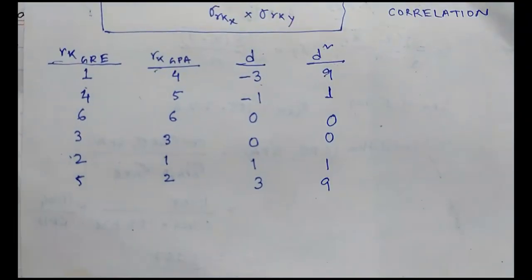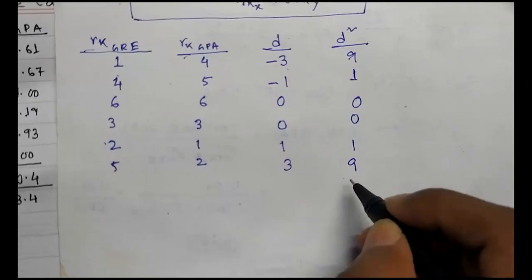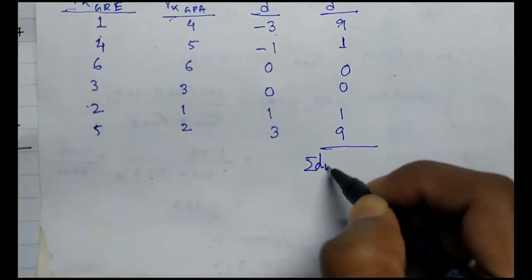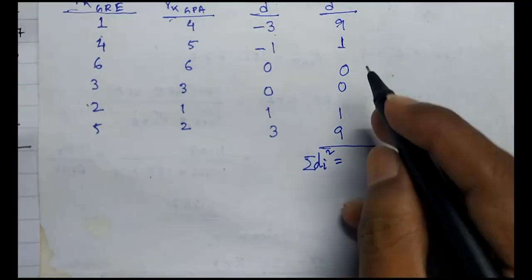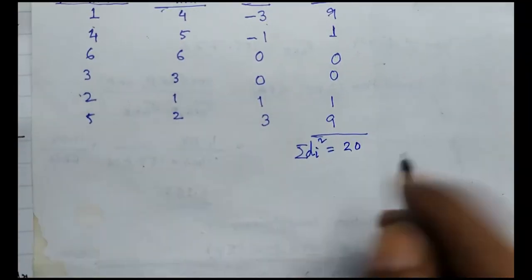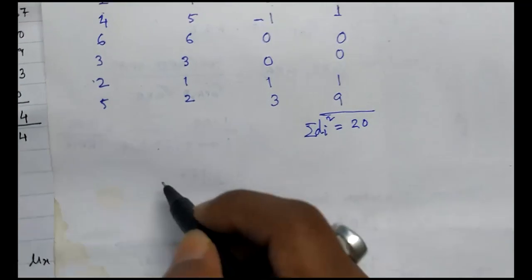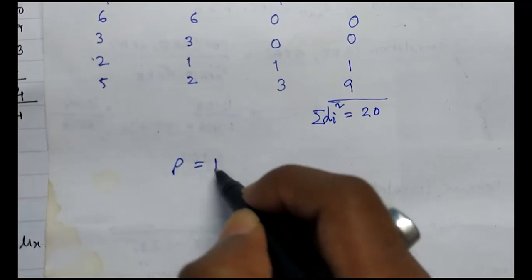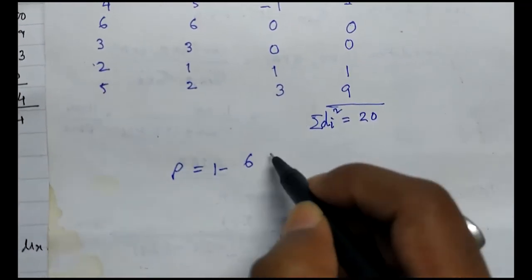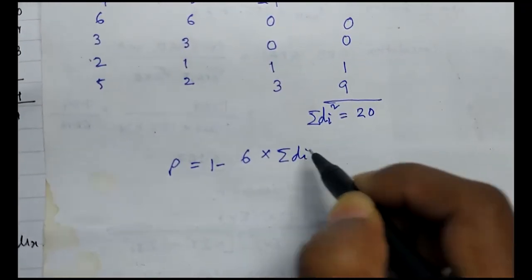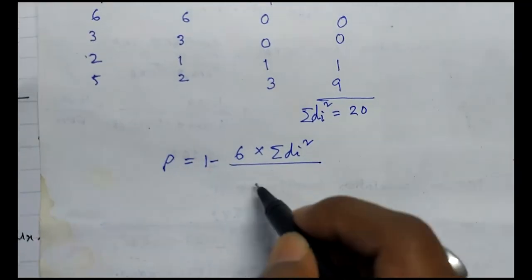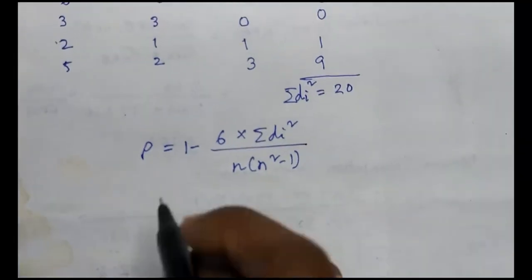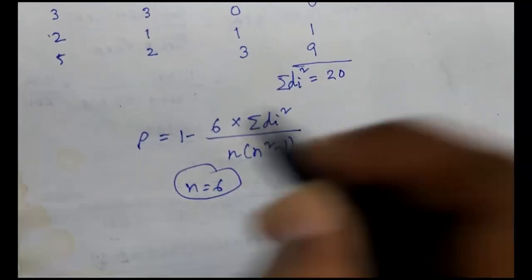Now the simplest formula: the summation of Di square is equal to the summation of all these, which is 20. Now the simplest formula of rho goes like this: rho is equal to 1 minus 6 into summation Di square by n into n square minus 1. Here the value of n is equal to 6.